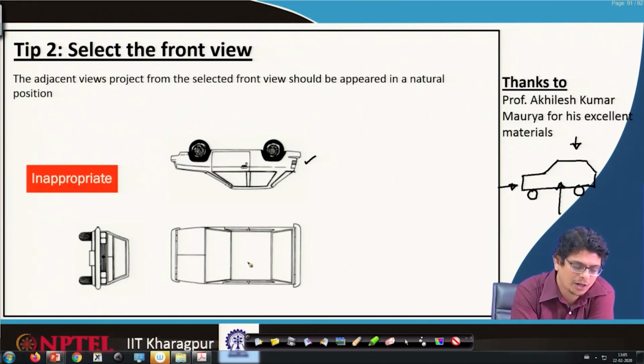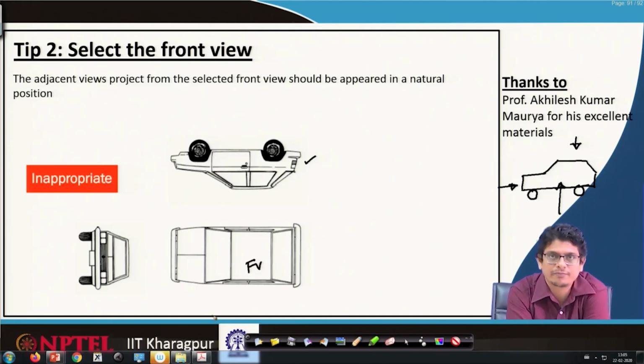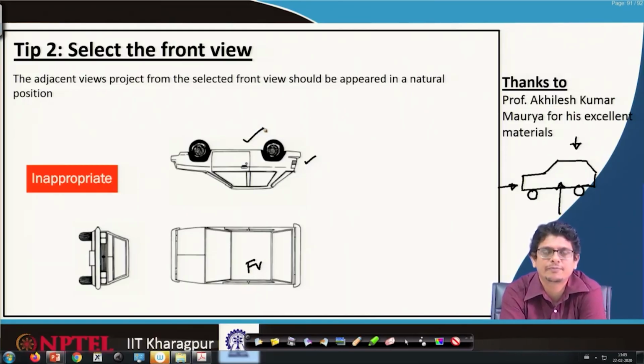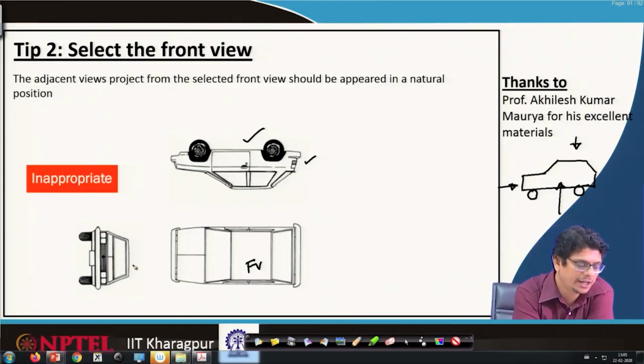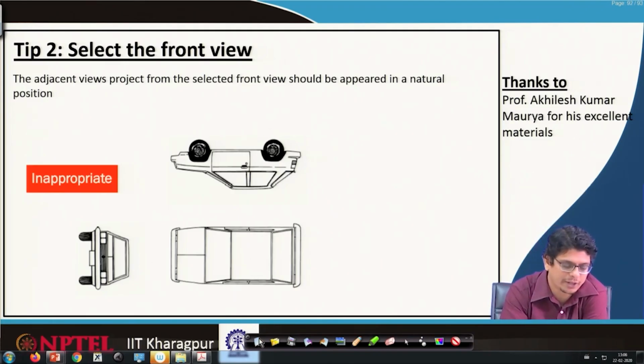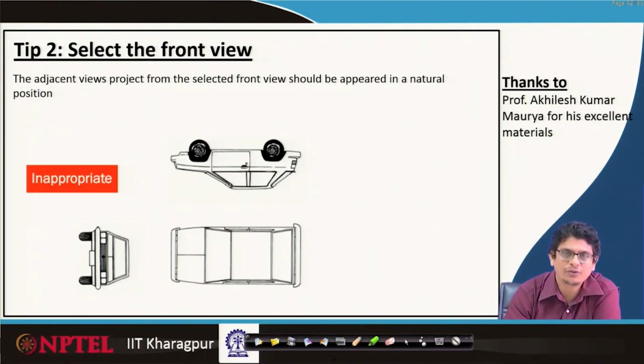For example, if I call this one the front view, and from the bottom of that car I want to really look at it, the car turns out to be that way. So, this is not a good idea. The side views, if we pick them in that way, is not a good idea. Instead of that, what could we have done for the same car?